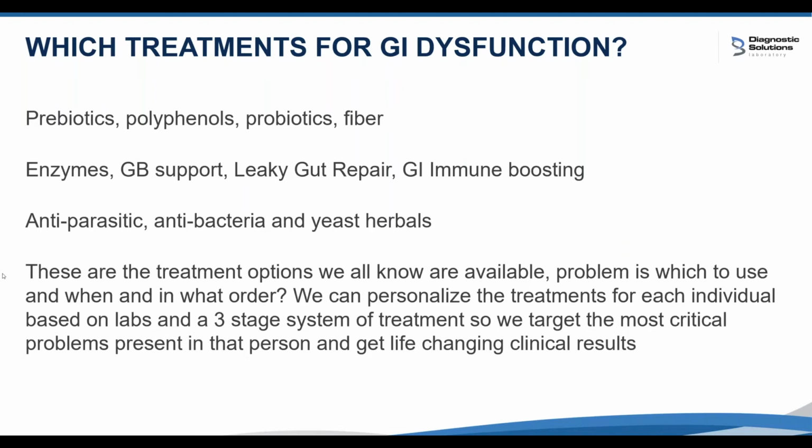And when I think about it from a treatment perspective, we're thinking, okay, here are the potential things that you might want to do. Prebiotics, probiotics, fiber, maybe enzymes, gallbladder support, gut repair, immune boosting. Maybe you need to kill something: parasites, bacteria, yeast. So there's only really three big categories of things that you need to wrap your mind around. Are you going to deal with the microbiome stuff? Are you going to deal with GI organs, or are you going to kill something?